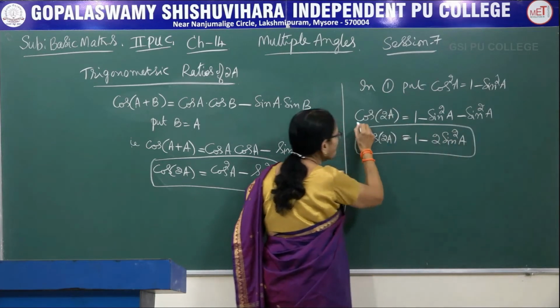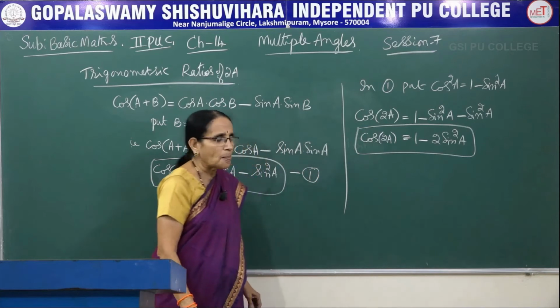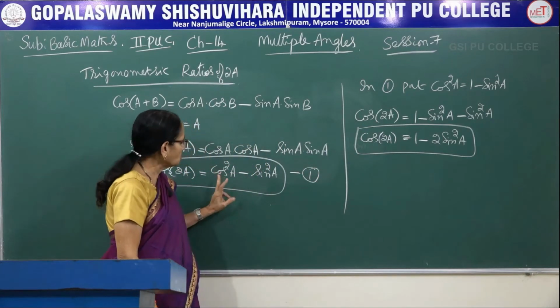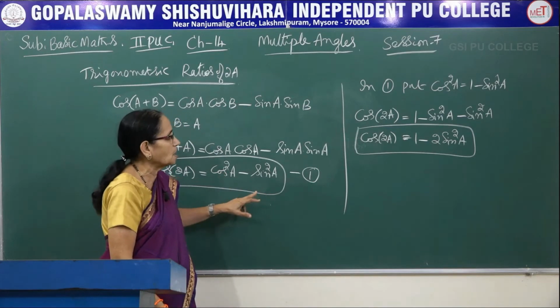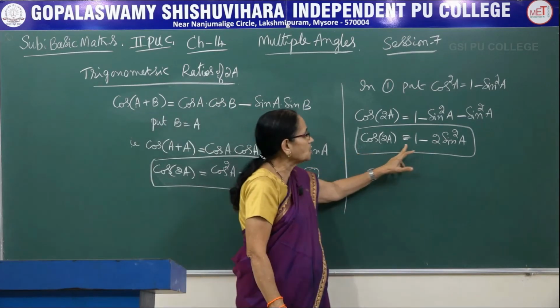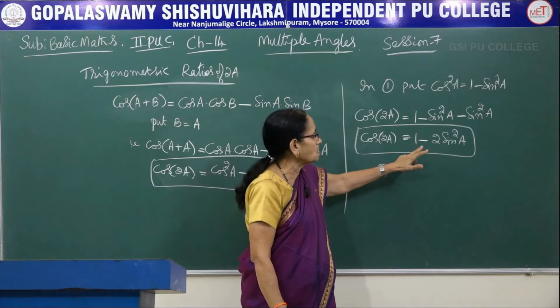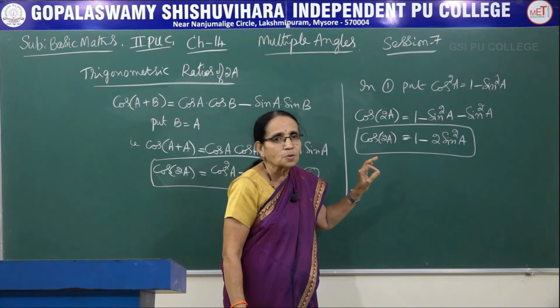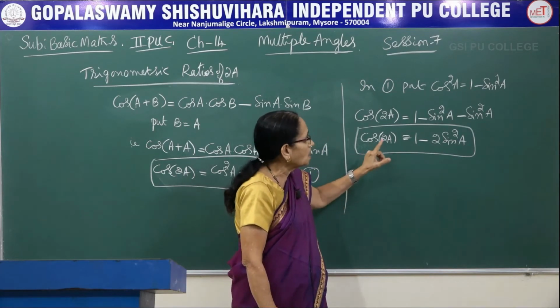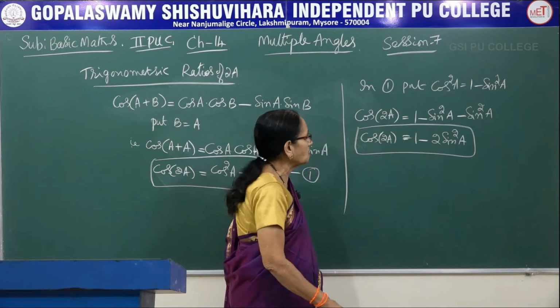So this is the second formula for cos of 2A. In this one, you observe both cos and sin terms are there. It is cos square A minus sin square A. Now in this one you observe we don't have any cos term at all on the right hand side. Cos of 2A is purely expressed in terms of sin A. It is 1 minus 2 sin square A.